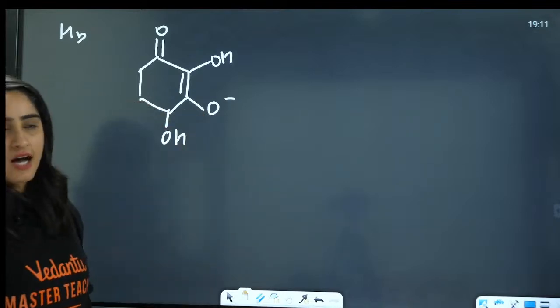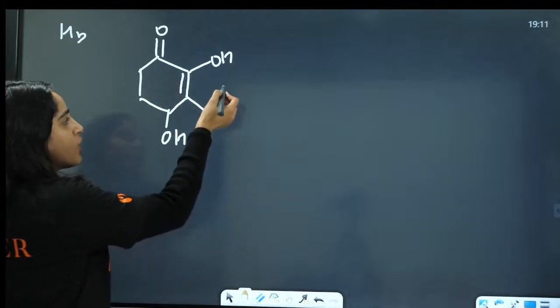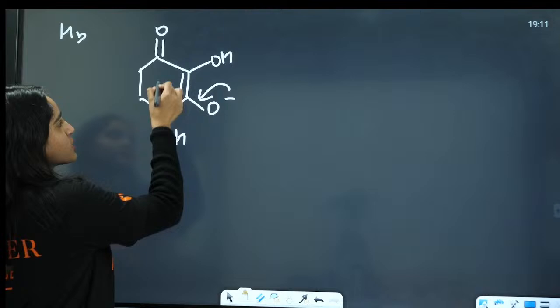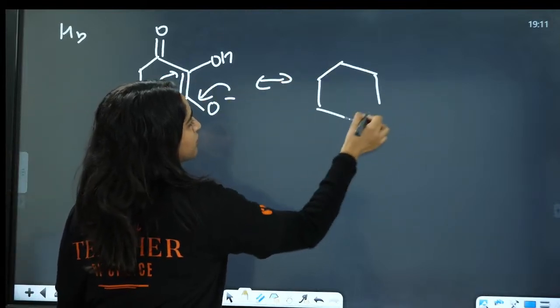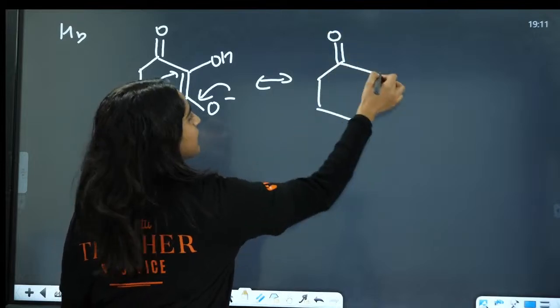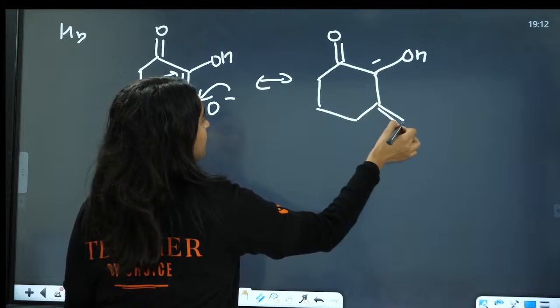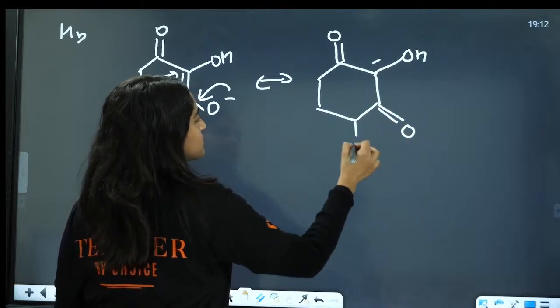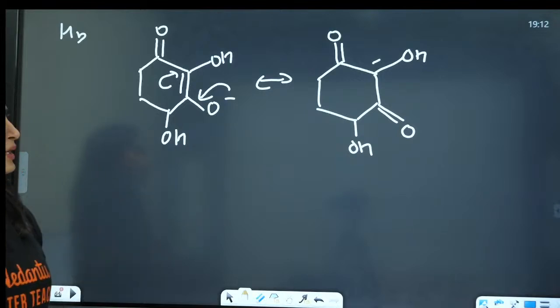Okay, so this is the structure. Let us draw the resonating structure. This is negative, single bond, double bond. So this electron will jump here and this will jump here, leading to a resonating structure. That is, this is the double bond, this is OH, this is negative. This is the double bond here, and this is the OH here, right? This is the resonating structure.